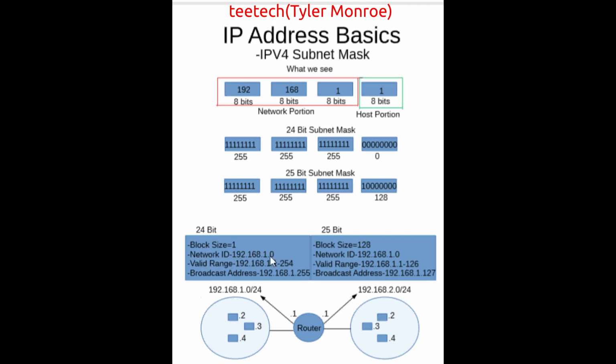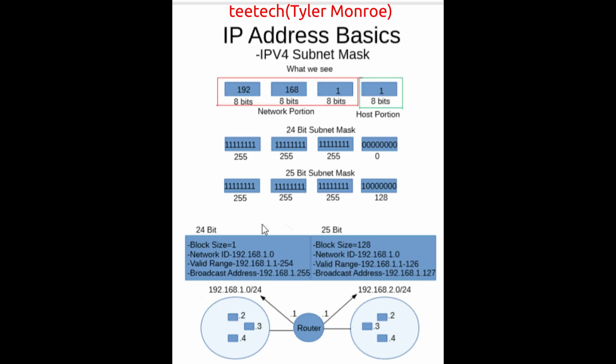You have the network ID, and this identifies the network. Then you have the valid range. This range, in this case 192.168.1.1 through 192.168.1.254, is what you can assign to the PCs in that network. And the broadcast address, 192.168.1.255, is used when you want to talk to all the PCs in the network. You can only use the valid range here. You cannot use the network ID, and you cannot use the broadcast address.